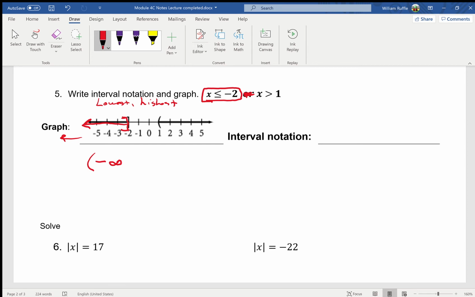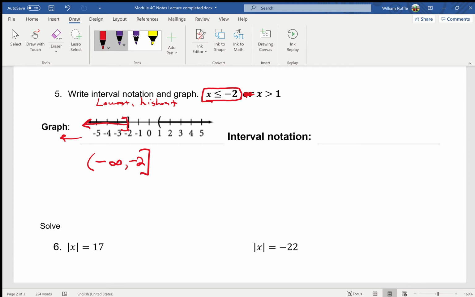Now, infinities always must have a parenthesis. You can never put a bracket on it, because you can never be equal to infinity, so that's why it's a parenthesis. The highest number on this is -2, so it's comma, -2, and since it's less than or equal to, that's a bracket.